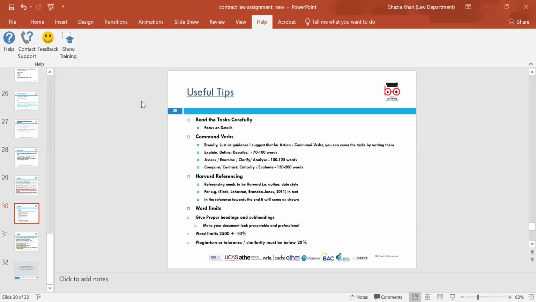The word limit is 3,500 plus 10% leeway, and plagiarism or similarity tolerance must be below 20%. That is so important because you are declaring at the start that this work is your work, so your plagiarism needs to be very low.